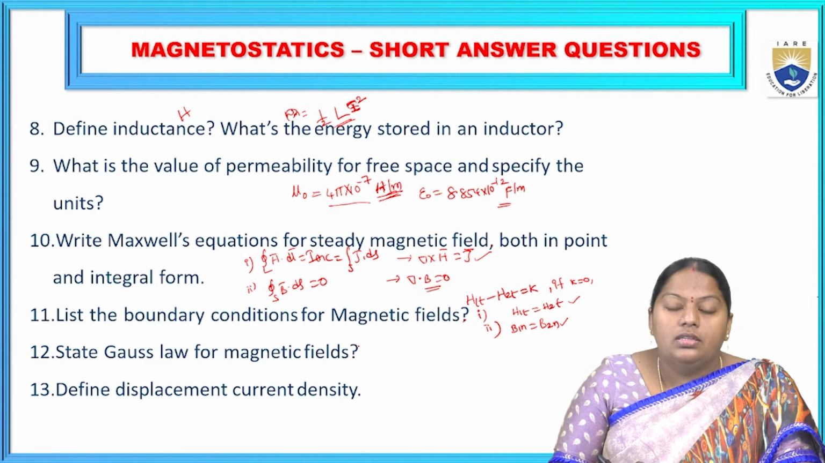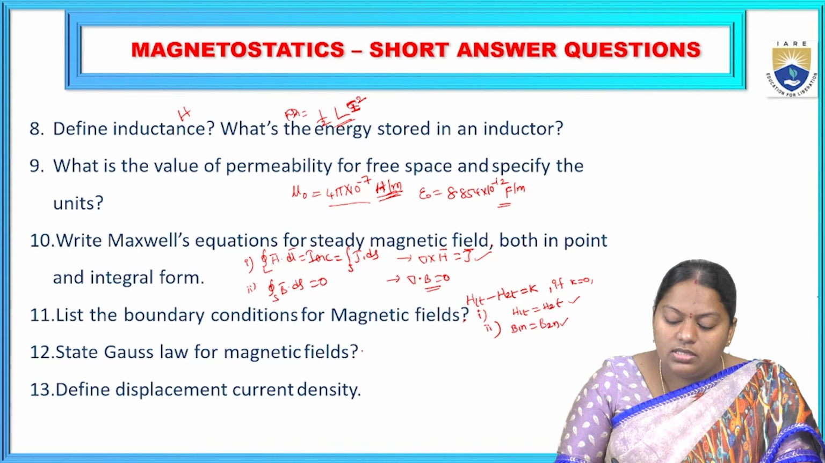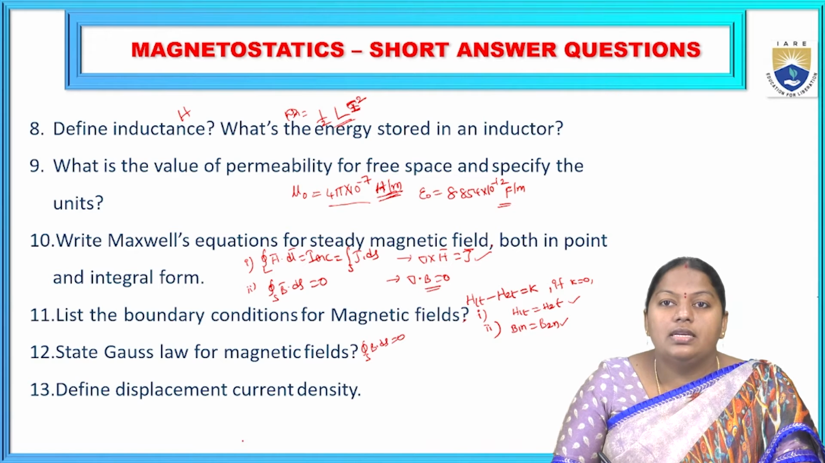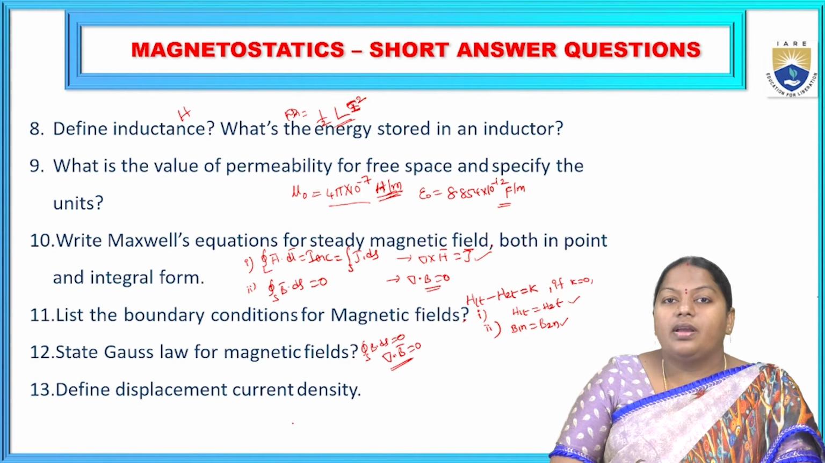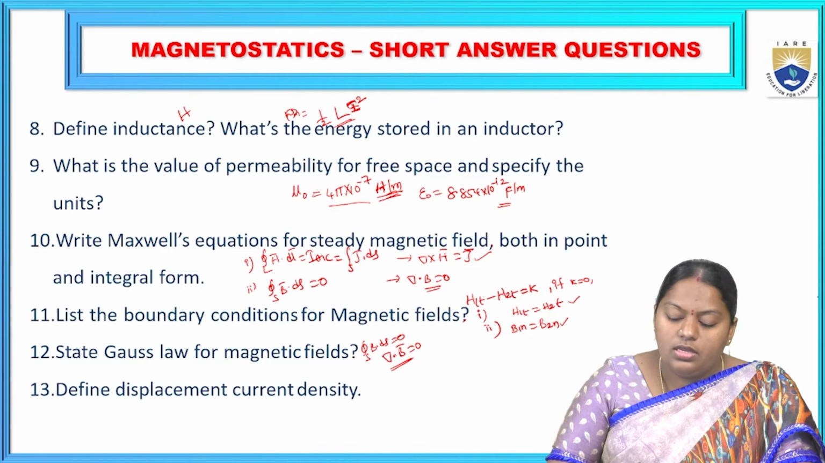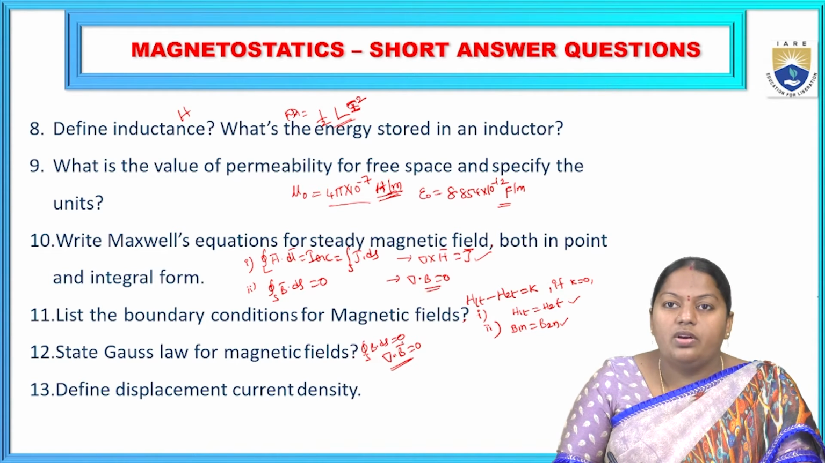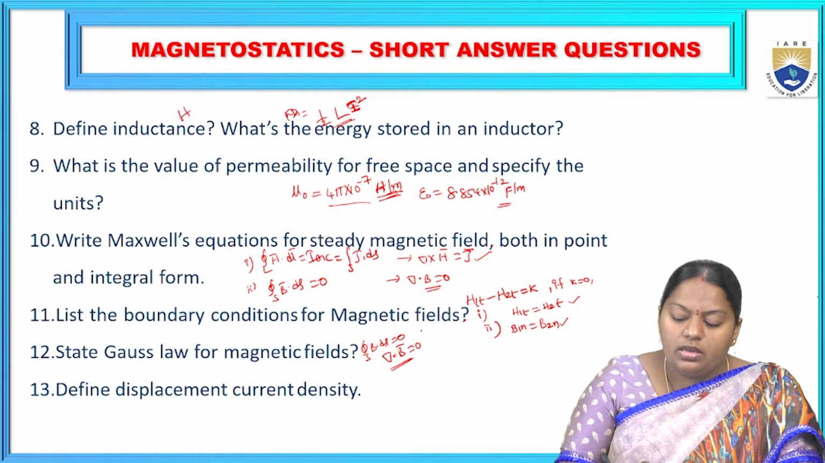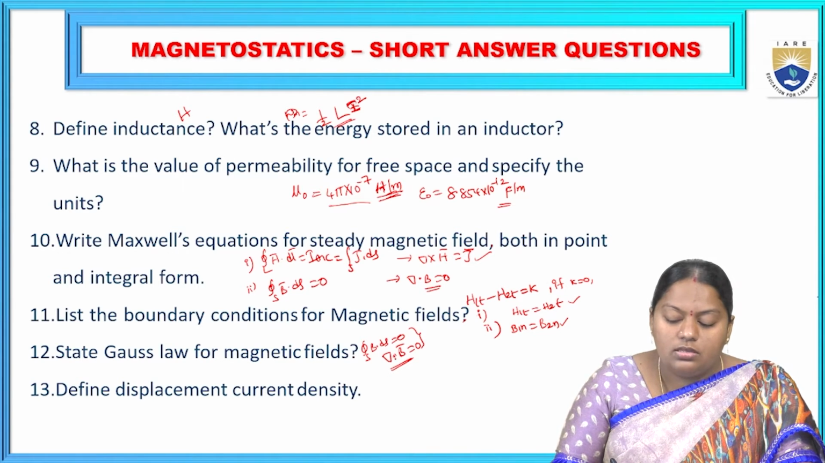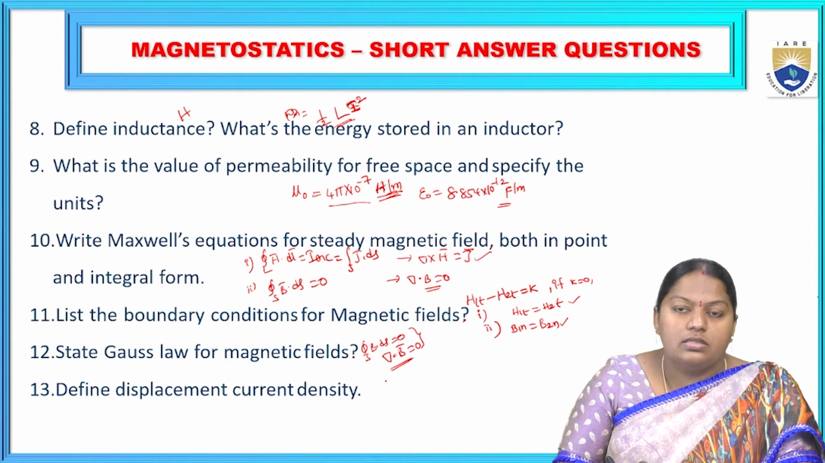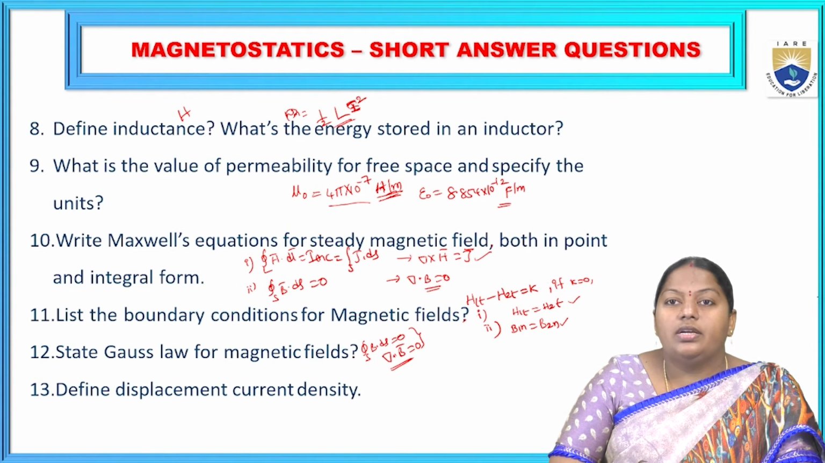magnetostatic fields. The Gauss law for magnetostatic fields is given by closed surface integral over S of B dot ds is equal to 0 in the integral form, and by applying the divergence theorem to this, it becomes del dot B bar equal to 0. Divergence of magnetic flux density is equal to 0. This is the case. The statement regarding this is that a magnetic monopole does not exist in any closed conducting surfaces. Then define displacement current density.